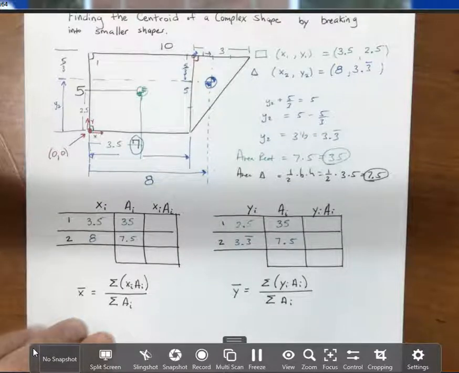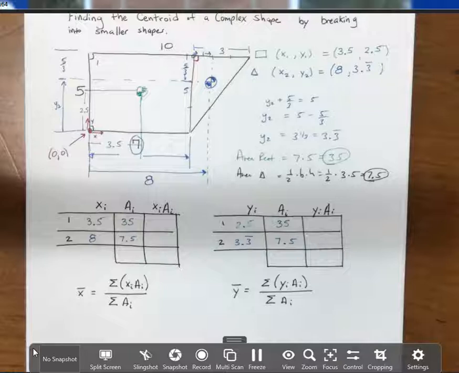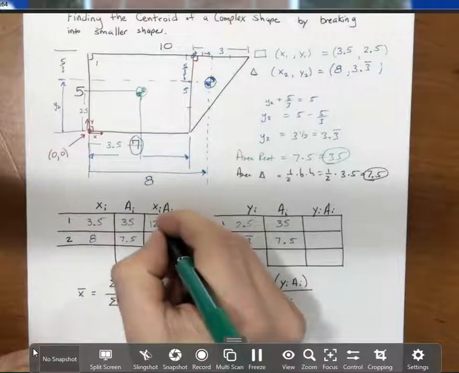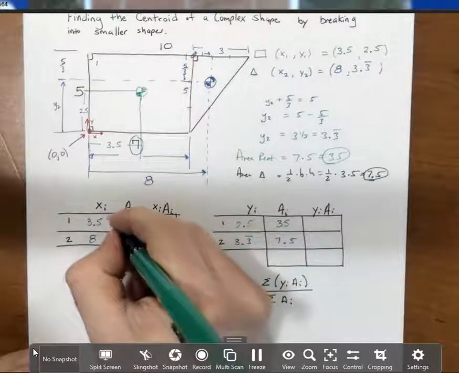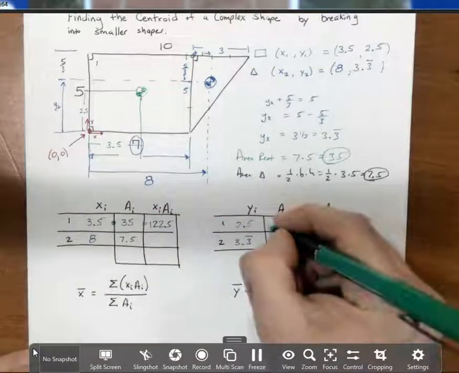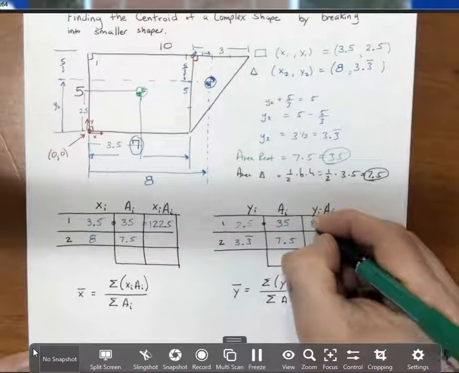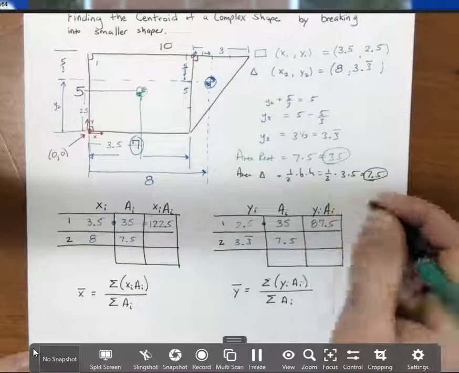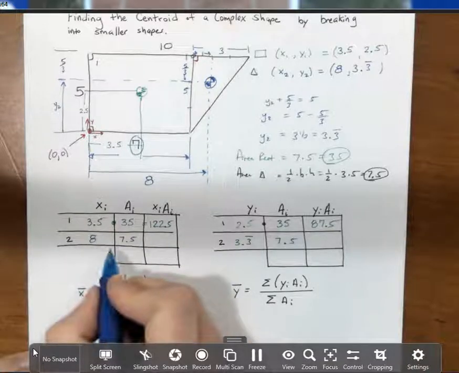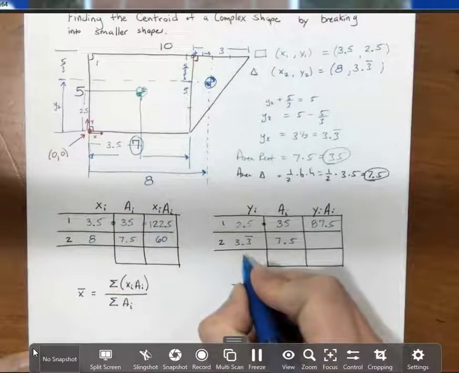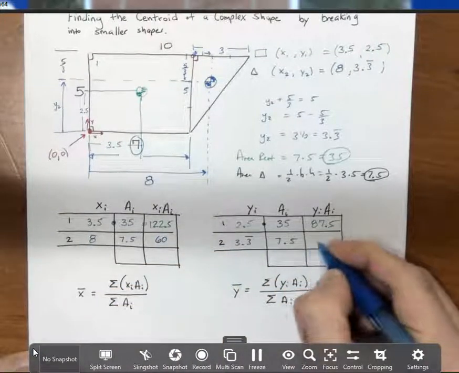Okay? So now we've got to just come through and find the products. Well, 3.5 times 35 is 122.5. That's just multiplying these two numbers here. Okay. And then I'll stick with the green for the y's. 2.5 times 35 is 87.5. And then for the triangle now, 8 times 7.5 is 60. And the third times 7.5 is a nice 25.